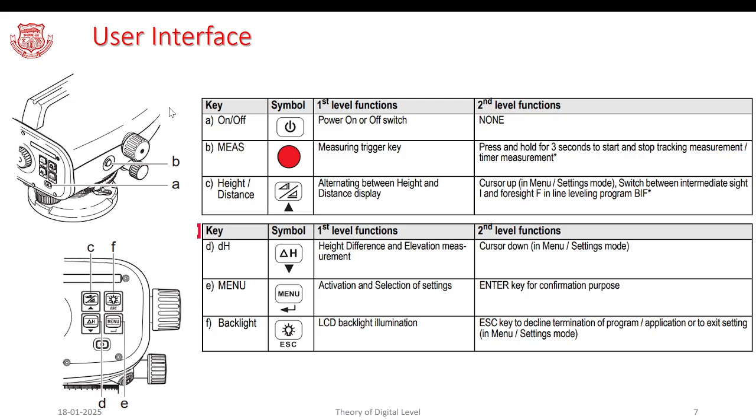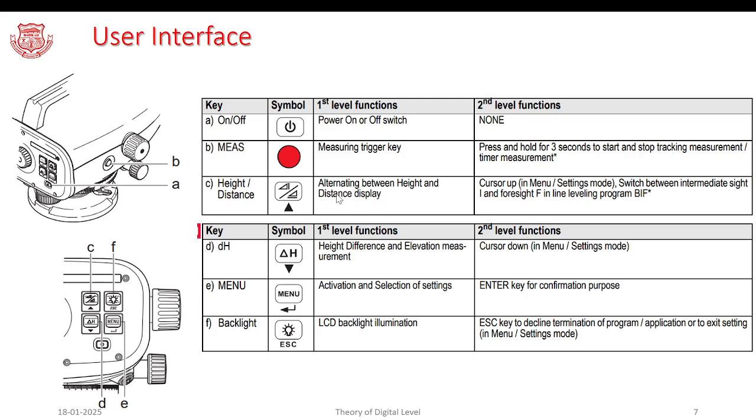In this portion, there is a key which is meant for height and distance measurement. Here you can see, this is meant for measuring the height of the staff. This is meant for measurement of the horizontal distance, and we can toggle this between the height as well as the horizontal measurement.